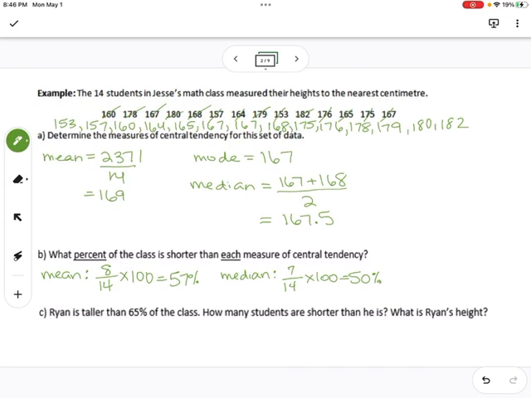And the last, which ones are shorter than the mode? The mode being 167. Shorter than that is starting with the 165. So 1, 2, 3, 4, 5 students. So 5 divided by 14 times 100 gives us 36% of the students.